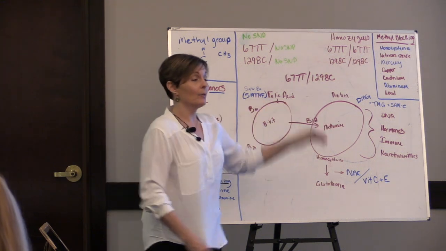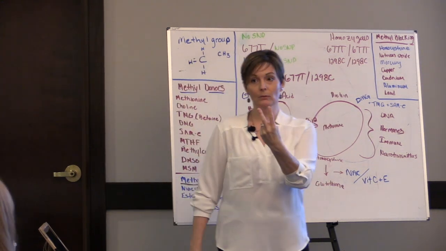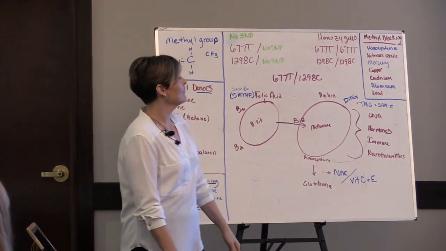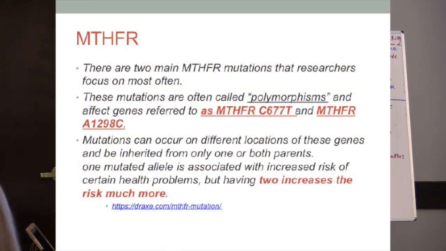That's a lot. Right now, we know a lot about two. As we get better, we'll probably know a lot more. These mutations are called polymorphisms, so that's where the SNP comes from. They're referred to as 677T and 1298C. Mutations can occur in different locations. They can come from one or both parents.